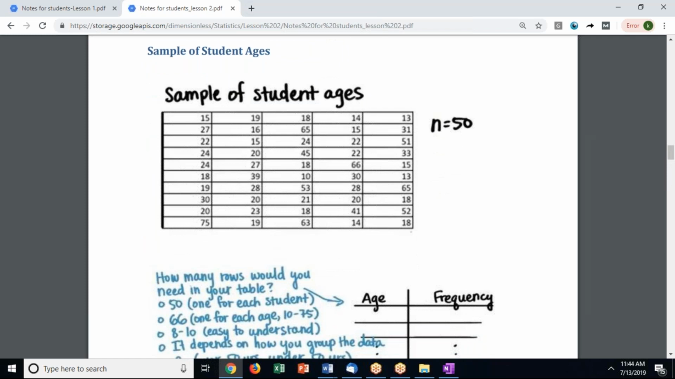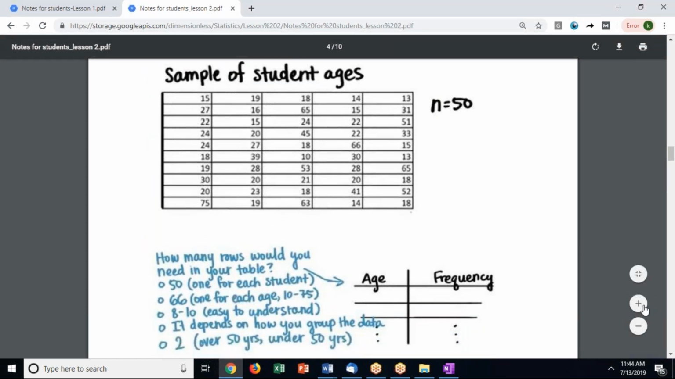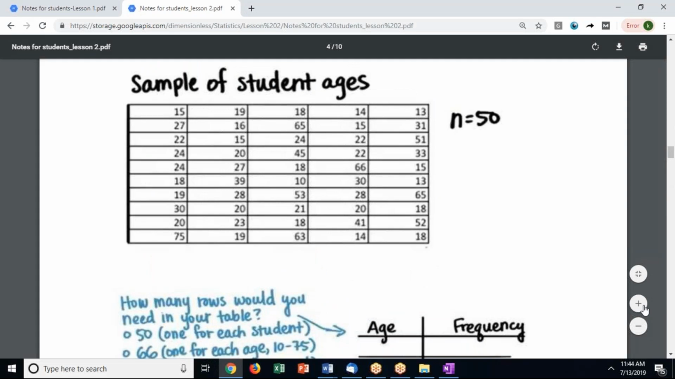All right. Suppose this is the data for, say, 50 students. Suppose I have got 50 different students who are taking my class, and this is the age of those people.